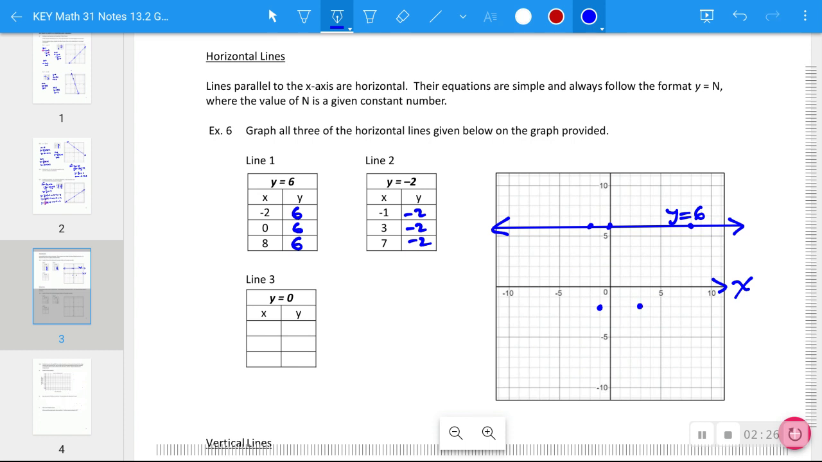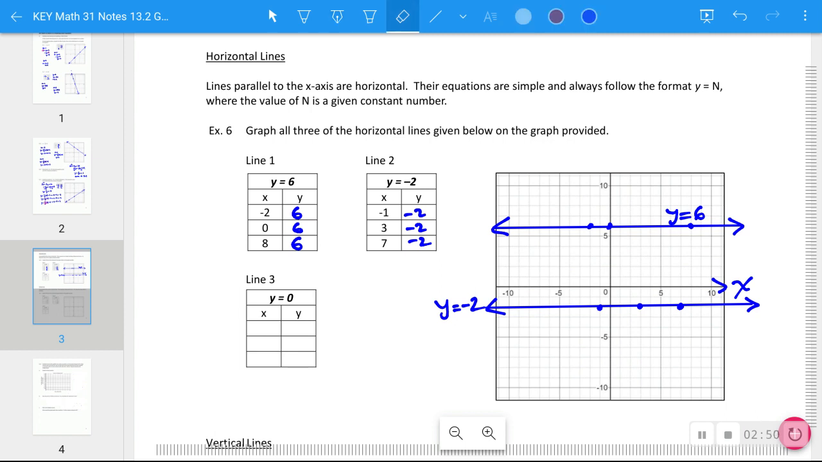And then 7, -2. And sure enough, we're getting another horizontal line. This time one is 2 down from the origin. So when it's positive, you move the line upwards. And this one is negative, so you're moving it downwards.